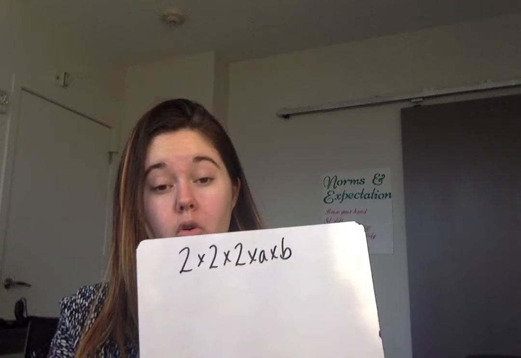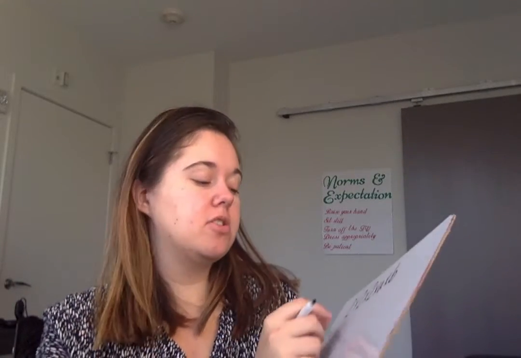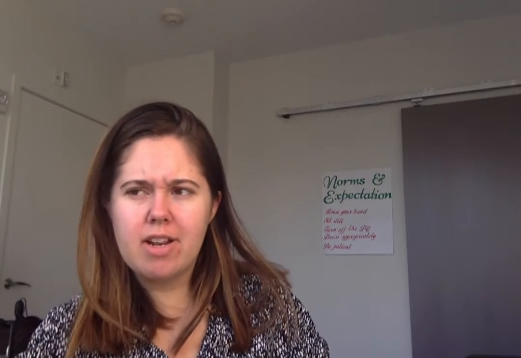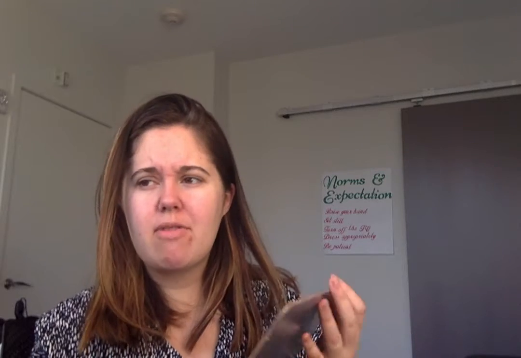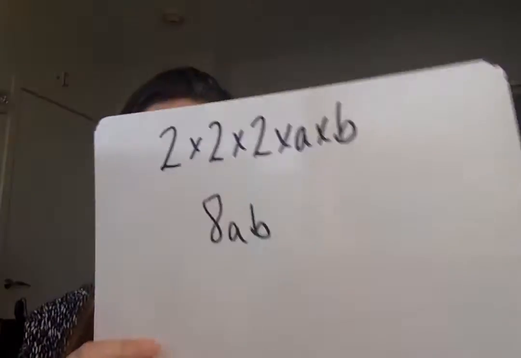All right, C, 2 times 2 times 2 times A times B. Oh my goodness. That is so confusing looking. So let's shorten that up. I can look at the numbers first: 2 times 2 times 2. Okay, well that's 2 cubed. I already know that's going to be 8. So we've got 8, and then we've got A, B. 8AB.